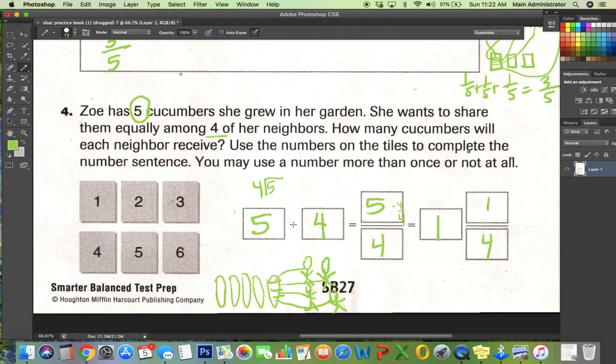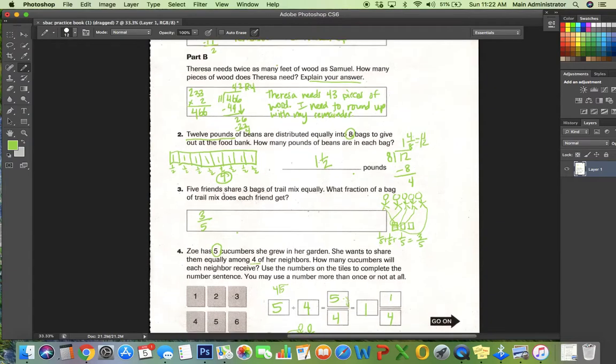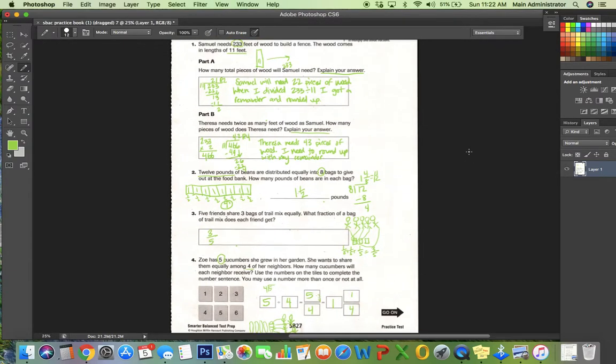And if you are looking for the answers, I will zoom out for you. And this is what we have for SB27.